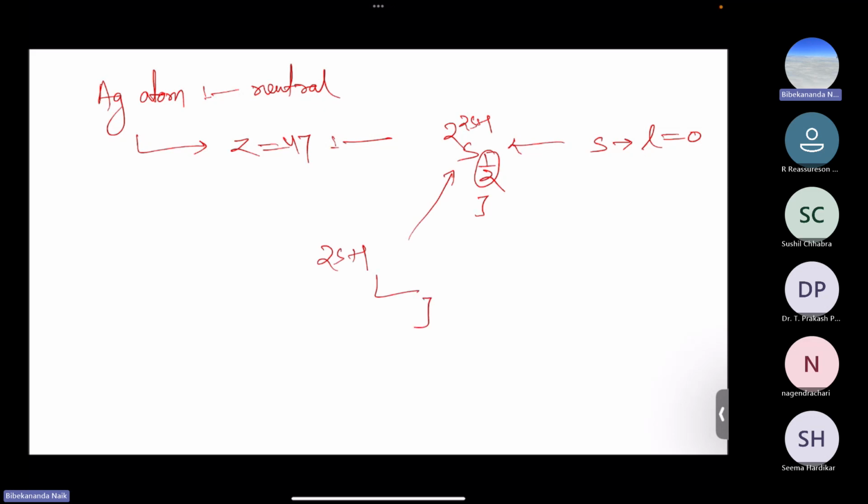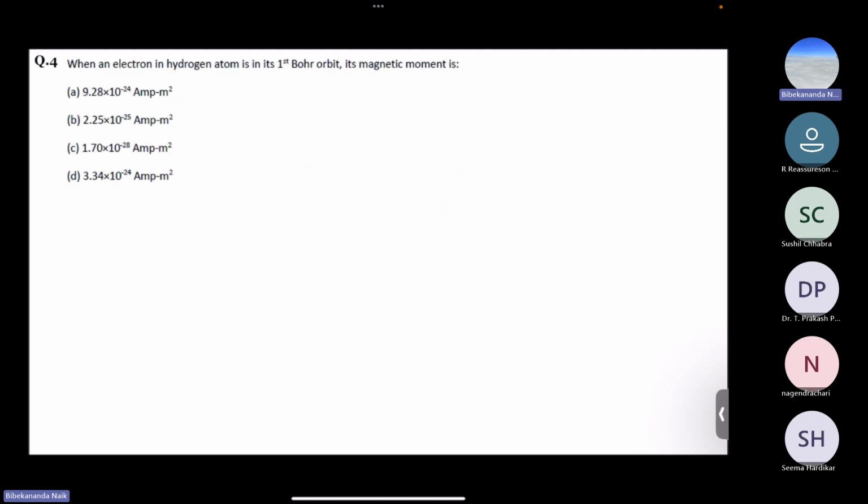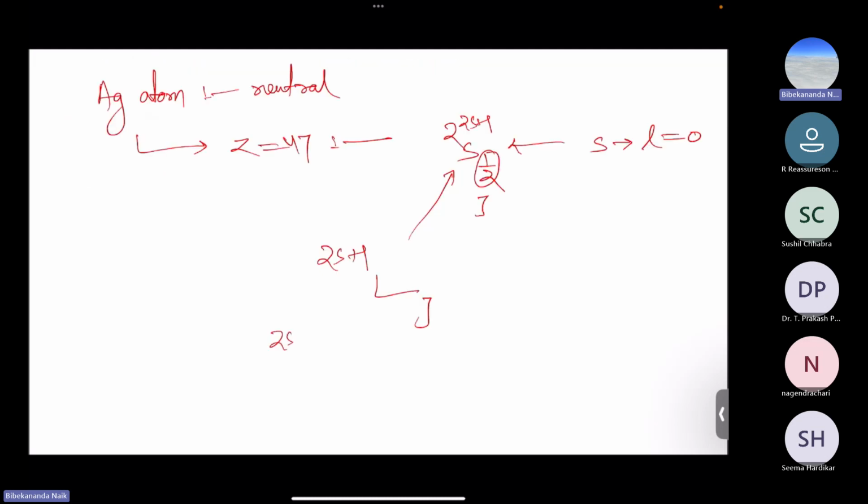So L is 0, S is half because 2S plus 1 is 2, which gives S equal to half, and J is equal to L plus S, which is 0 plus half, again half. So here L is equal to 0, S is equal to half. Now we are taking S equal to half because we know the electron has spin, but how do they determine there is some spinning motion of the electron?